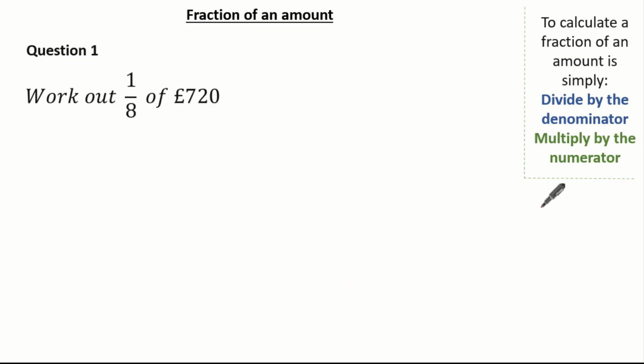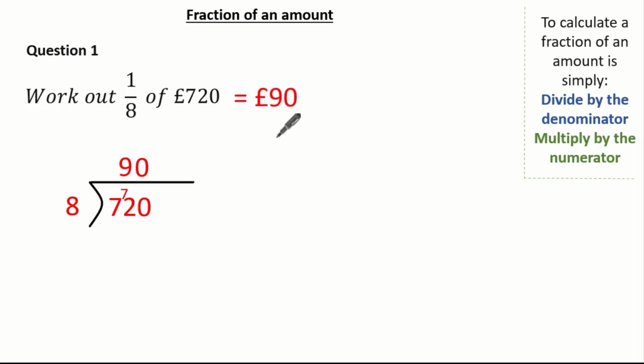So let's have a look at this other past exam question, where we're asked to work out 1/8 of 720. Well, we know we divide by our denominator. So 720 divided by 8, let's work it out. How many 8s go into 7? Well, you can't. So the 7 carries on. How many 8s go into 72? Well, it's 9. And how many 8s go into 0? 0. So therefore, I know 1/8 is £90. From here, multiply by my numerator gives me 90 times 1, which gives me the final answer to be £90.